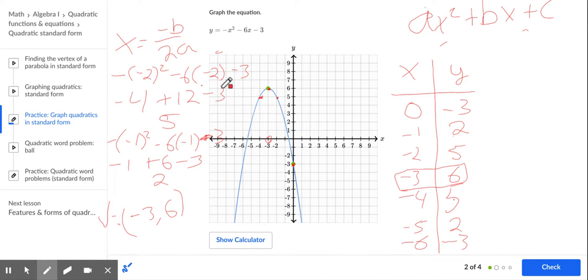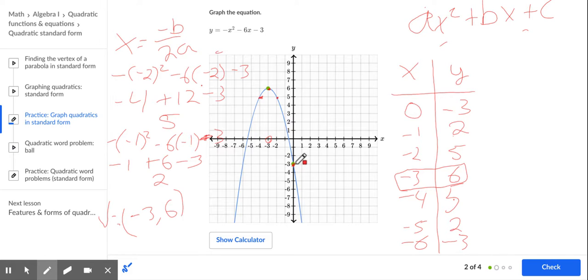So I got -3. I plugged -3 in here and I got 6. So that told me where my vertex was. Then I wrote out which other ones I needed. So I need at least 2 numbers that are less than -3 and at least 2 numbers that are greater than -3. And then I'm going to plot all of these numbers. And this is my Y-intercept, which I always need, right? So that was this point here. So I'm going to plot all of these.